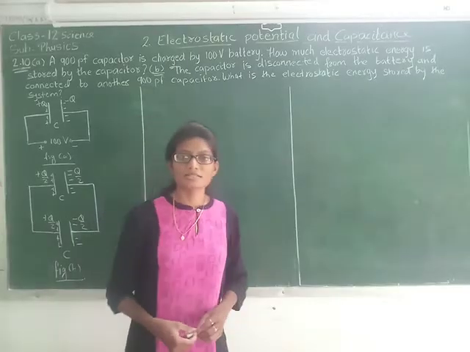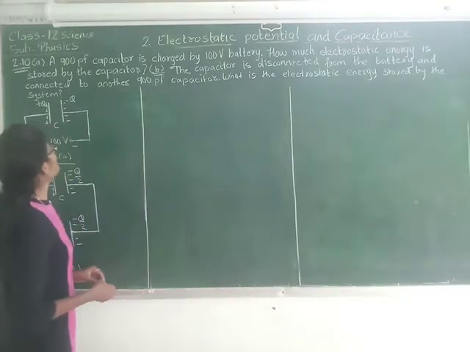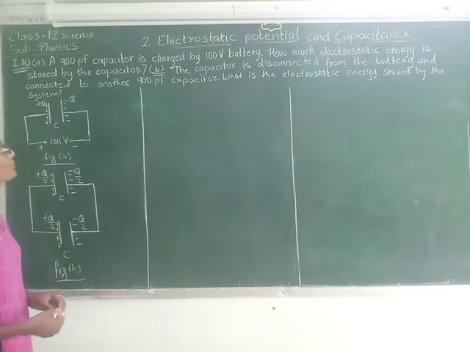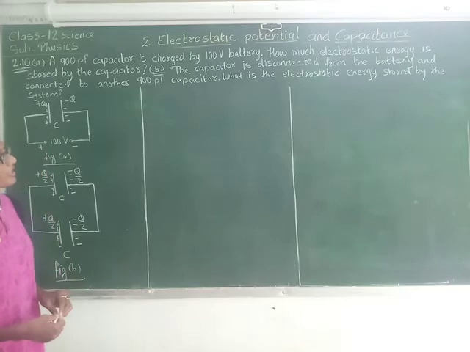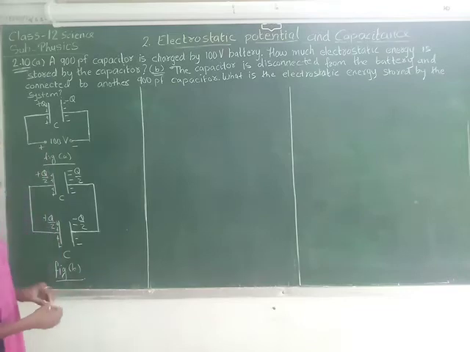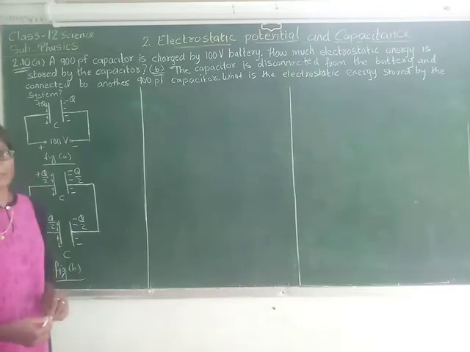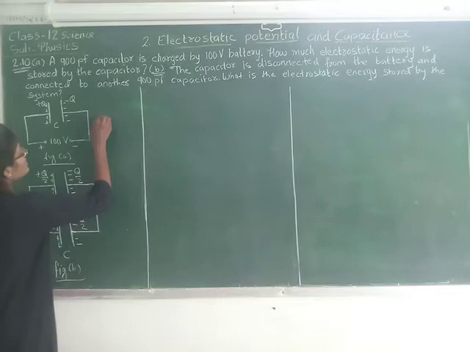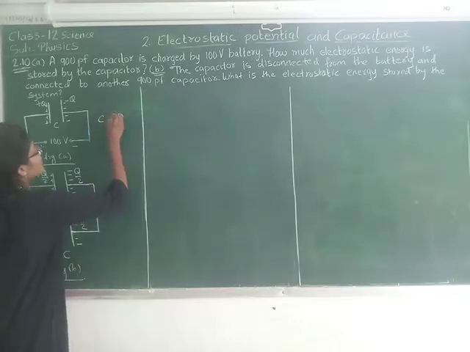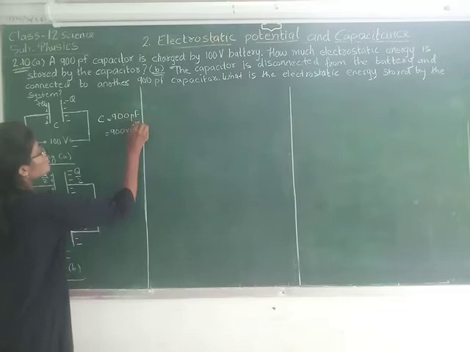Now let us see another illustration. 2.10. A 900 picofarad capacitor is charged by a 100 volt battery. How much electrostatic energy is stored by the capacitor? Right? So as you can see in this figure A, we have the capacitor C and the capacitance is 900 picofarad. That is 900 into 10 raised to minus 12 farad.